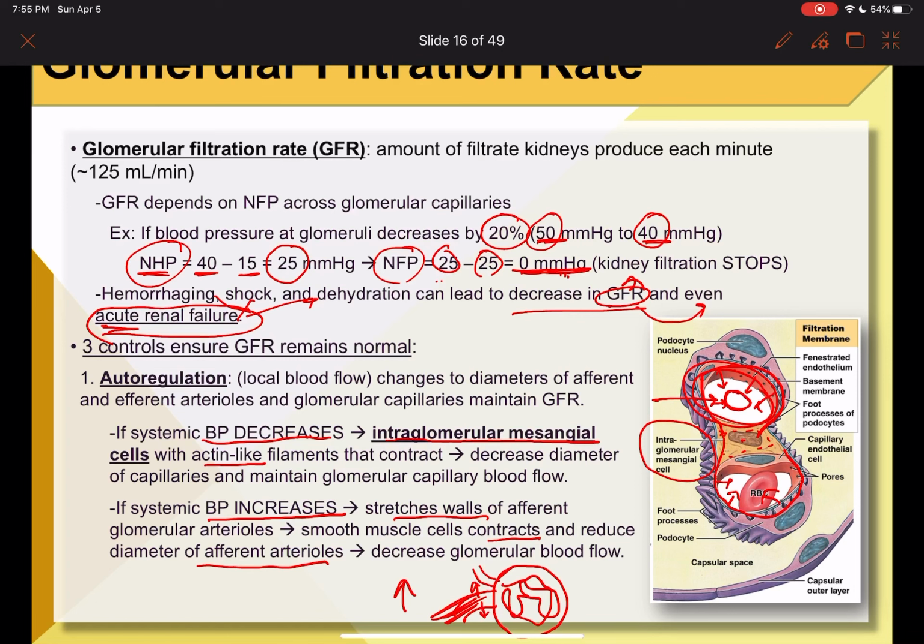This triggers these smooth muscle cells within the arterioles, the afferent arteriole now, to contract, okay? Well, we don't want outside systemic blood pressure to be affecting what's in here, or else it would affect our filtration rate, okay? So to stop that effect from your systemic blood pressure, this will then squeeze down, okay? So now you have a smaller afferent arteriole, which then will increase the pressure around that area and decrease blood flow.